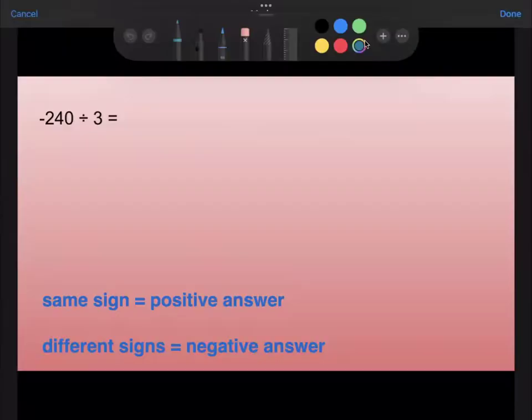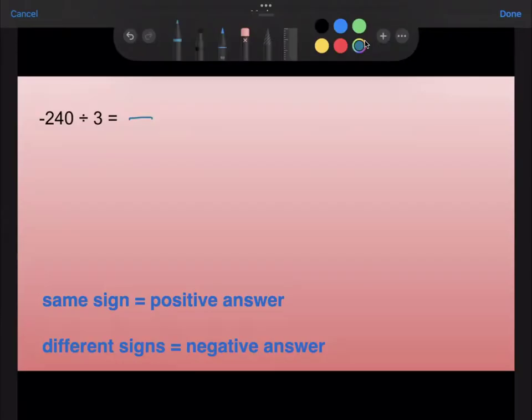Okay, here's the next one. Now this one is a little bit bigger. My numbers are bigger, but I'm going to use the same process. I have -240 divided by 3. So my two numbers have different signs, which means the answer to this will be negative. So I'm going to go ahead and put a negative sign there. Now what I have left to do is the calculation. I have to take 240 and divide it by 3.